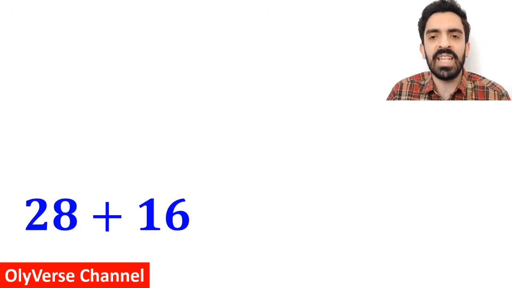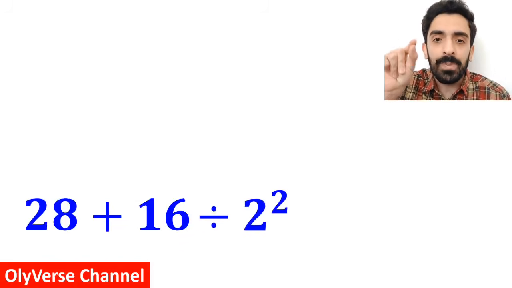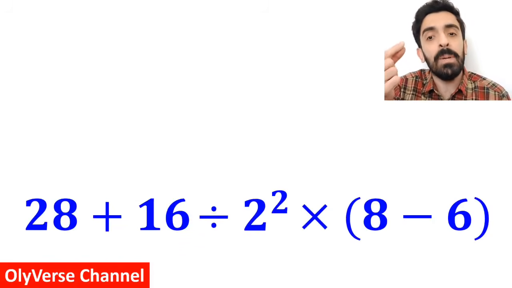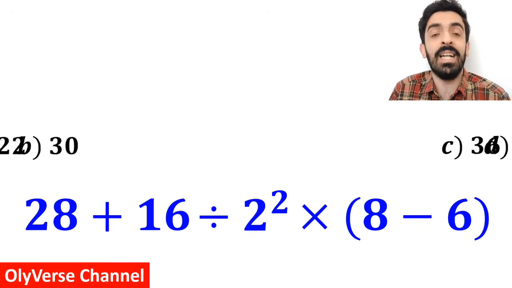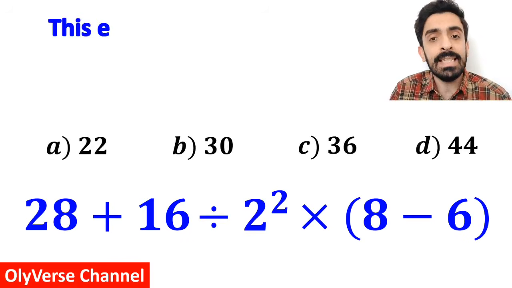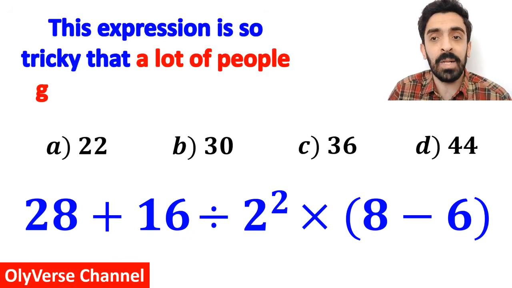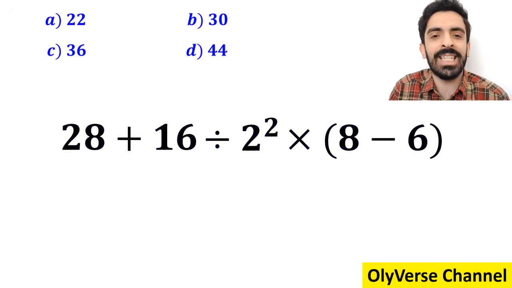What is the value of the expression 28 plus 16 divided by 2 to the power of 2 multiplied by (8 minus 6)? Which option do you think is the correct answer to this question? This expression is so tricky that a lot of people get the wrong answer. Let's go step by step and solve it together.